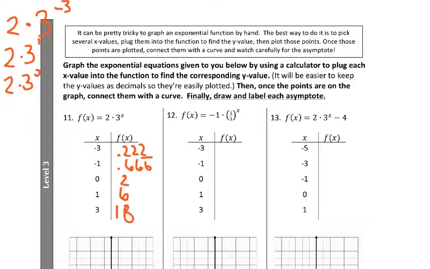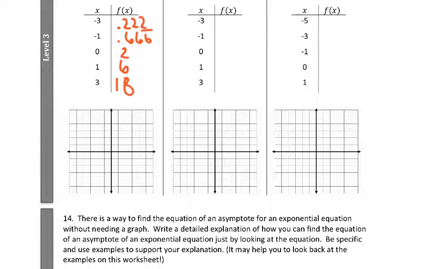So now I want to take each of these rows in the table. Remember, a row in a table is just an ordered pair. And we're going to graph those things. So -3 and 0.22 is going to be back here at -3, and just a little tiny bit up. The -1, 0.66 is going to be back 1 and just a little bit up. Then 0, 2 is going to be right here. 1, 6 is right here. And 3, 18, you would notice, is off the graph. Okay, so our graph is going to look a little something like that.